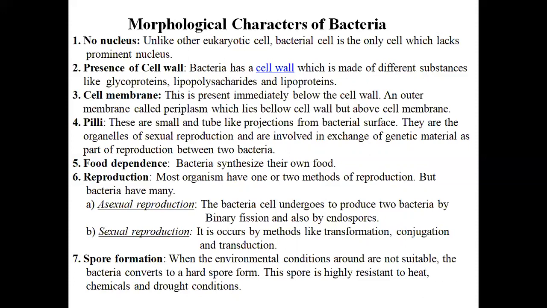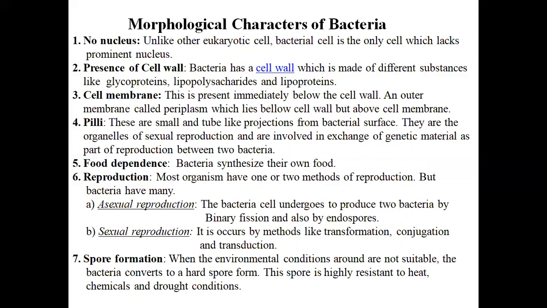Now, the sixth character is reproduction. Most organisms have one or two methods of reproduction, but there are multiple ways of reproduction in bacteria. Majorly, the ones important in plant pathology are asexual reproduction and sexual reproduction, and there is also vegetative reproduction. But in pathology, only asexual and sexual reproduction are important.